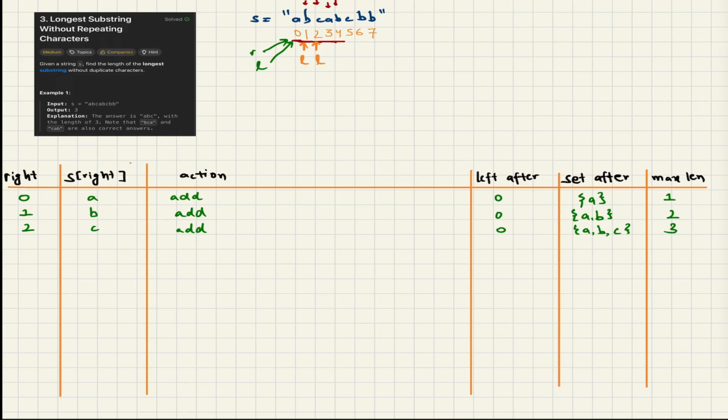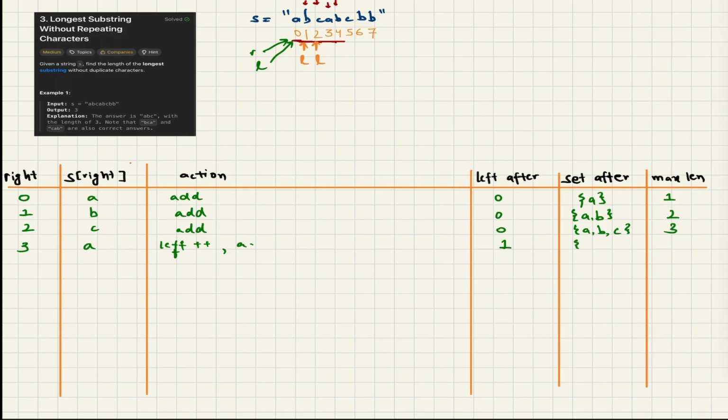Now my R moves. R is 3. S of R is nothing but A. Is A present in my set? Yes, it is present. So what I'll do is left plus plus until my A is removed. Here when I do one left plus plus, my A would be removed, right? This A will go, correct?